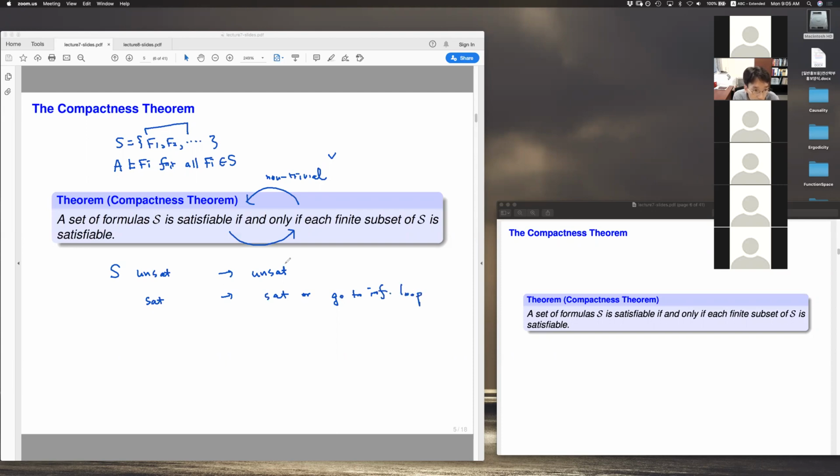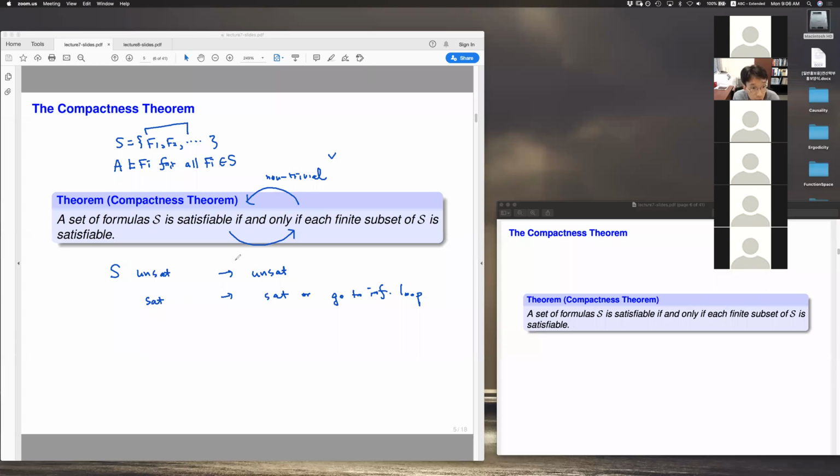Then we said that by using the compactness theorem, we can design such a semi-algorithm as follows. If you take an infinite set of formulas S, we generate only its finite subset from F1 up to Fn, and check if it's unsatisfiable. If it's unsatisfiable, we return unsat. And if it's satisfiable, we look at the next, Fn plus 1, and check whether it's unsatisfiable or not. So that gives us a procedure, and the compactness theorem guarantees that if the original formula is unsat, our algorithm will always return unsat. If the original formula is satisfiable, our algorithm will go into an infinite loop. That's why it's called a semi-algorithm.